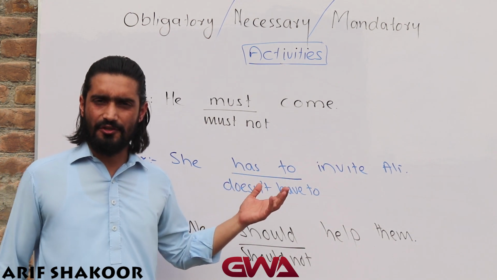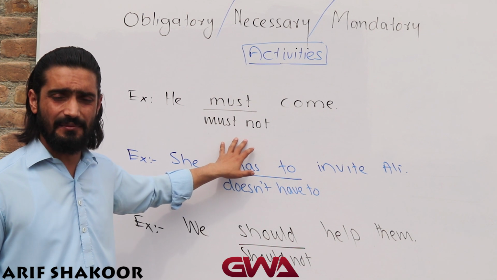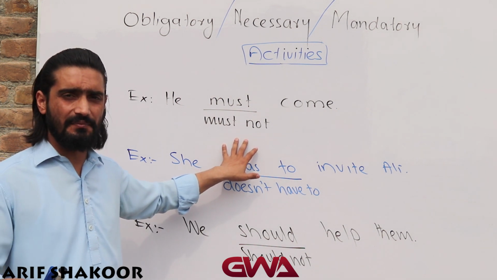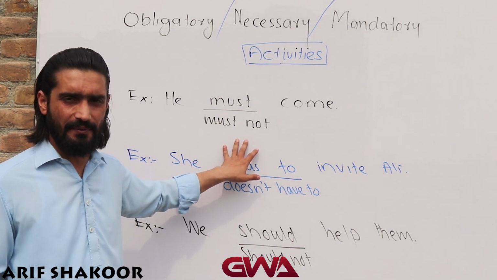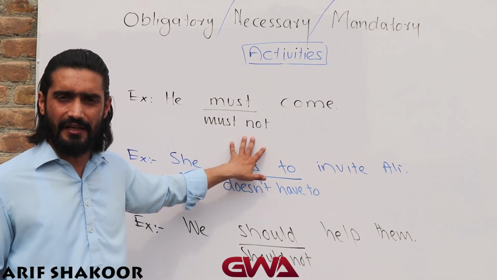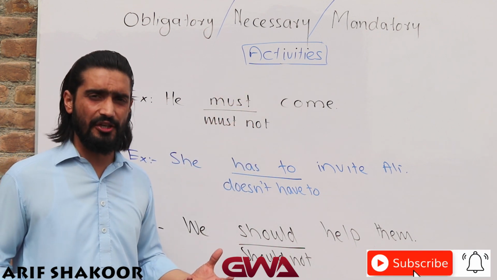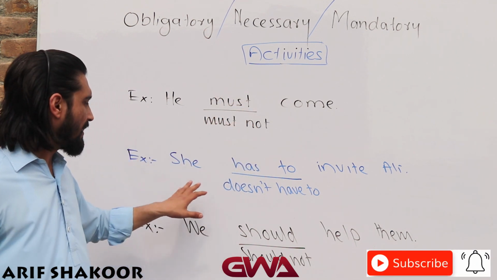Here are the examples with those auxiliary verbs and expressions. Number one, he must come. If he does not come, it will create a problem for him. He must not come. And if he comes, it will create a problem for him. Now it shows strong obligation or necessity.